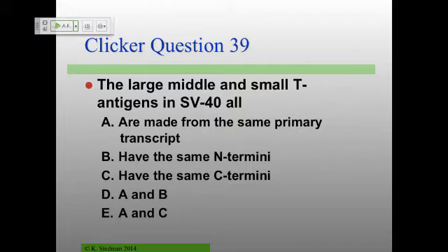So our second clicker question: large and middle and small T antigens in SV40 all are made from the same primary transcript, have the same N termini, have the same C termini, A and B or A and C.